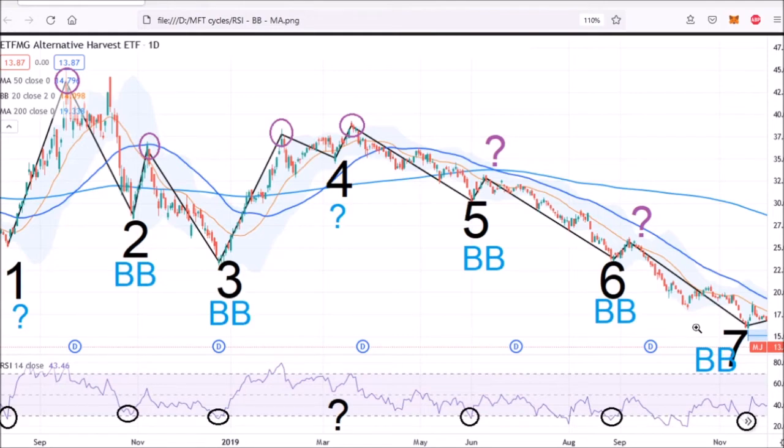But these combinations of factors, I think of them as green lights gradually turning on.